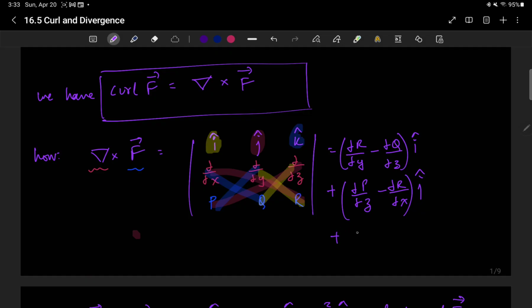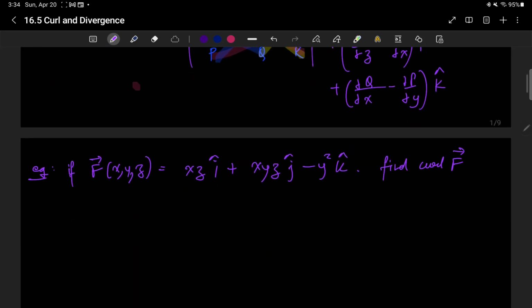And lastly, the k cap is going to be a cross over here. So that would be del Q over del x minus del P over del y, k cap. So the easiest way to remember this operation on a vector field, curl, is that it's the cross product between the del operator and the vector field F itself, which can then be found using the determinant. Let's look at an example.